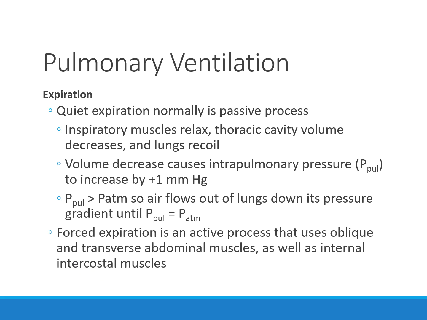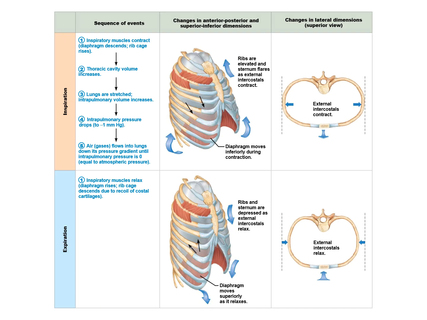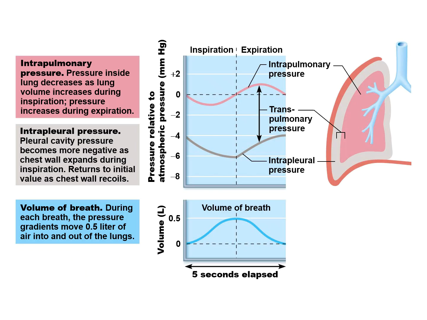Forced expiration, however, when you blow it all out, is an active process, and it uses the oblique and the transverse abdominal muscles as well as the internal intercostals. So that's the bottom half of this picture. Talking about what happens for expiration, the diaphragm moves back up to its normal position, the rib cage falls back down, and that decreases the volume, therefore increases the pressure inside of the lungs, and that causes air to move out to the outside, or expiration. So just looking at the changes in all those different factors that happen during inspiration and expiration.